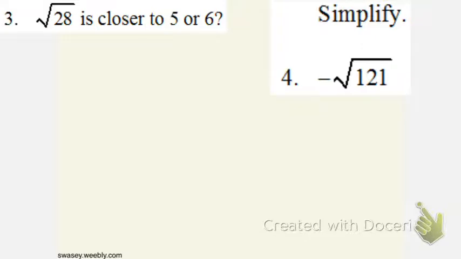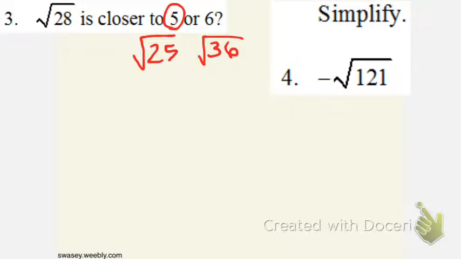Number 3, we've got the square root of 28. Again, we're doing this without a calculator, trying to figure out whether it is closer to 5 or 6. 5 squared is 25. 6 squared is 36. So the square root of 36 is 6. So the square root of 28 is closer to 5.